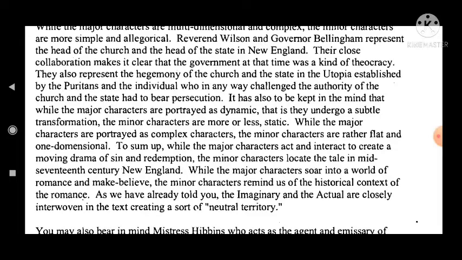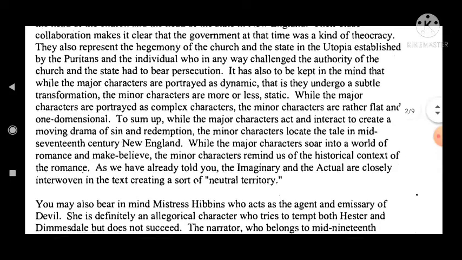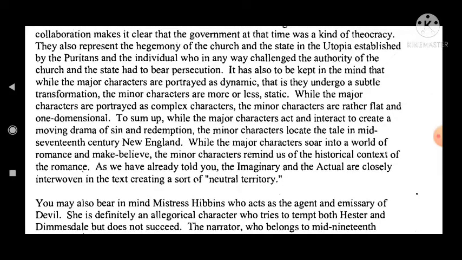To sum up, while the major characters act and interact to create a moving drama of sin and redemption, the minor characters locate the tale in mid-17th century New England. While the major characters soar into a world of romance and make-believe, the minor characters remind us of the historical context of the romance. As we have already told you, the imaginary and the actual are closely interwoven in the text, creating a sort of neutral territory.